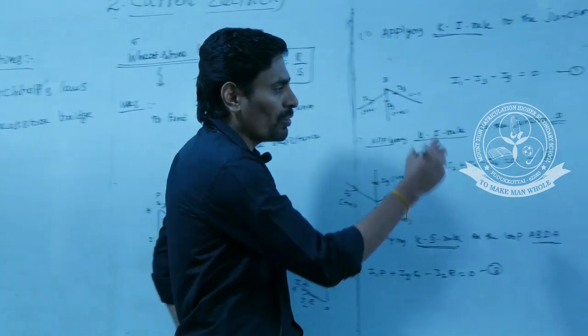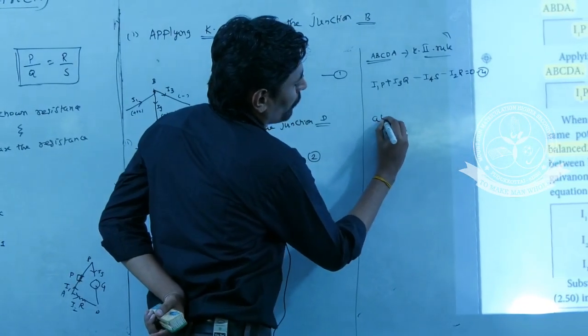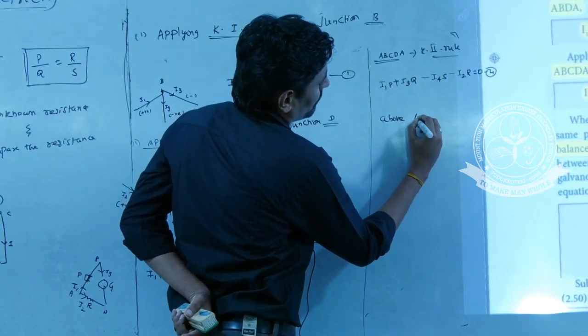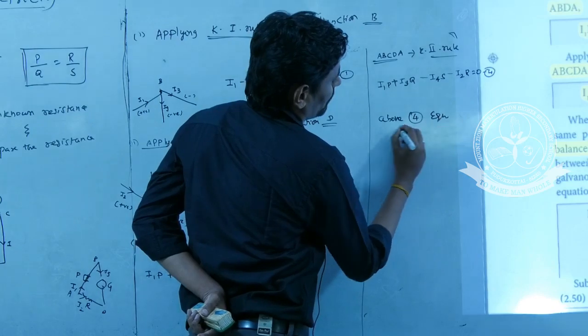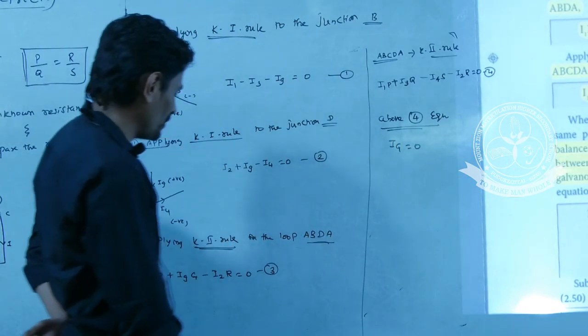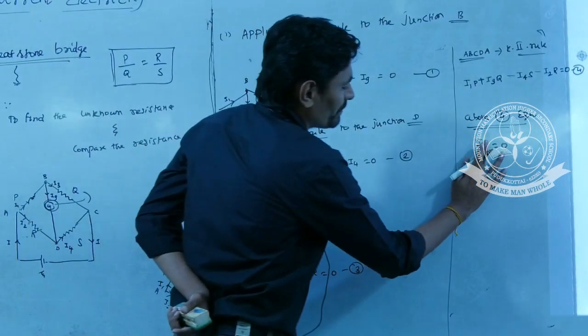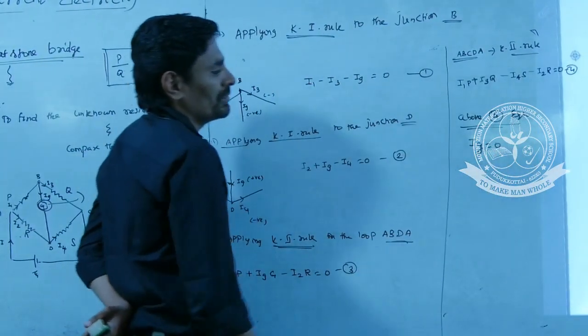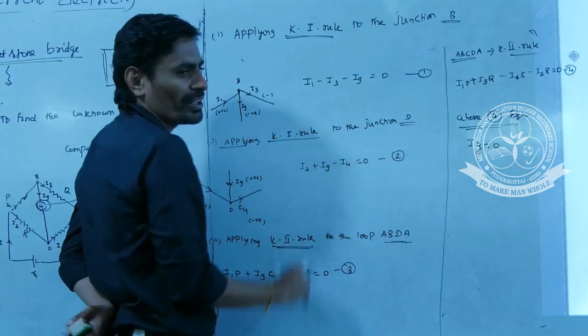So in the above 4 equations, we take Ig equal to 0. That means Ig equal to 0. So substitute Ig equal to 0 in the above 4 equations.